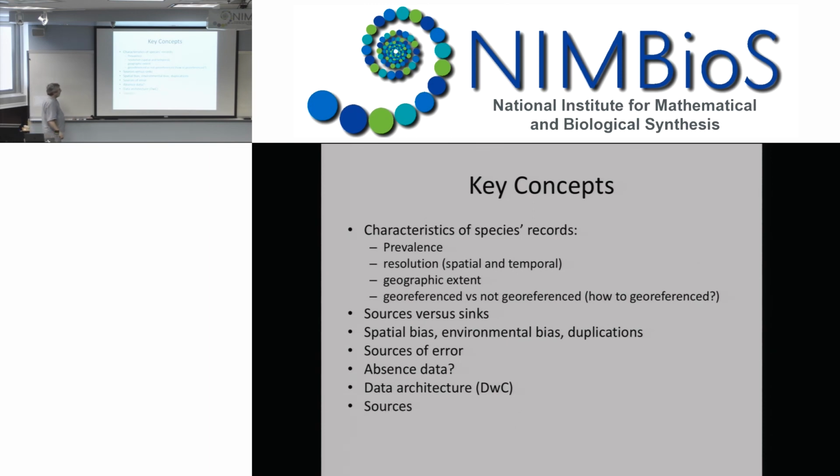So that's kind of a compendium of issues about occurrence data. So first of all, have I forgotten any key concepts? People have questions about any of the concepts?